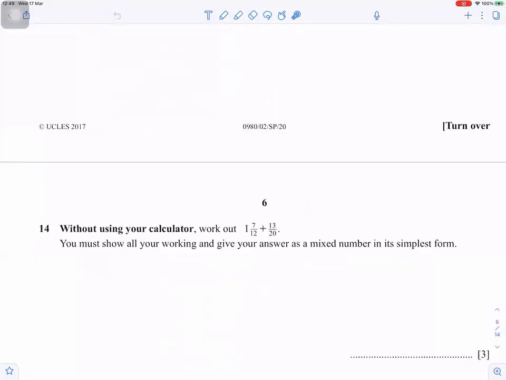And here is question number 14. You can press pause and have a go. And when you're ready, you press play and come back.